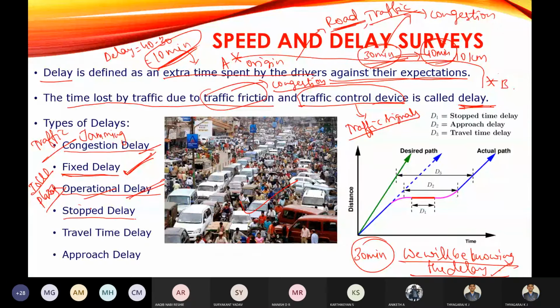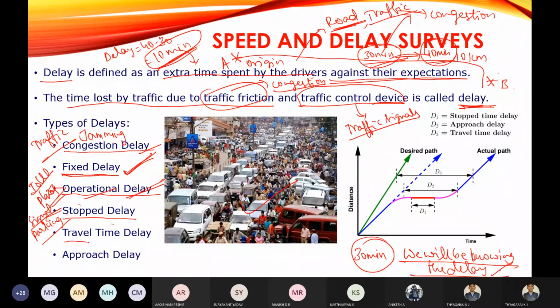Then stop delay. Stop delay means in the signals, that is in the traffic signal or in the parkings. Okay, in the parkings and in the traffic signals you can expect this stop delay. Why? Because improper or unscientific parking of the vehicle on the road or in the parking space will create problems for other road users, which will in turn cause delay. Then signals: improper maintenance or operation of signals will create a lot of delay in the travel time.